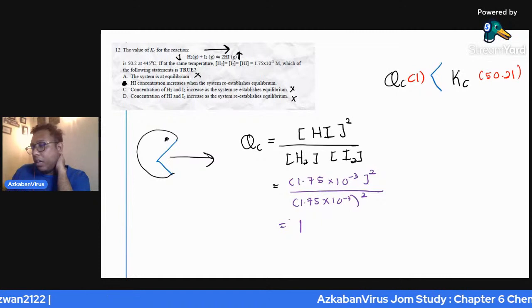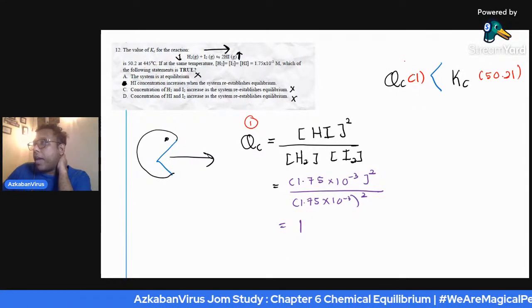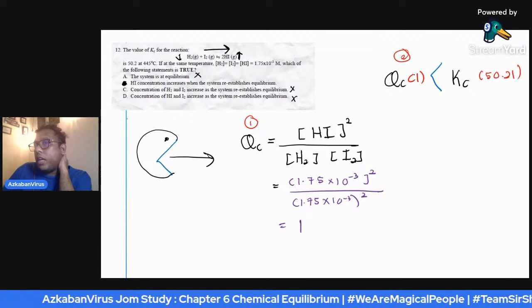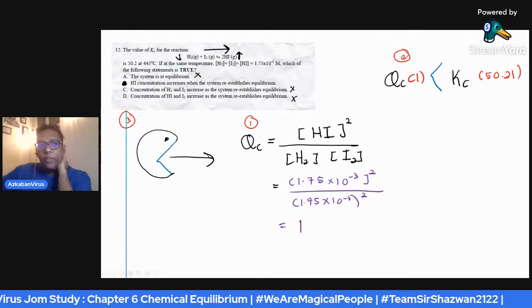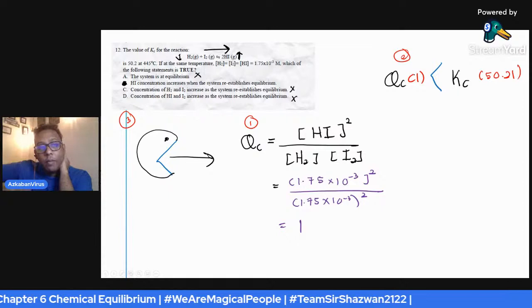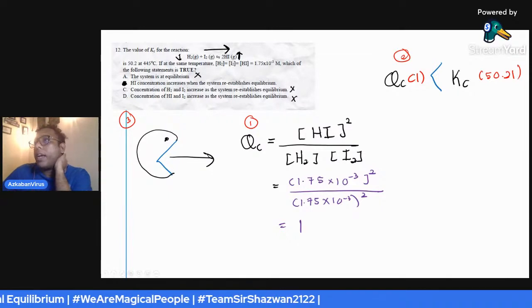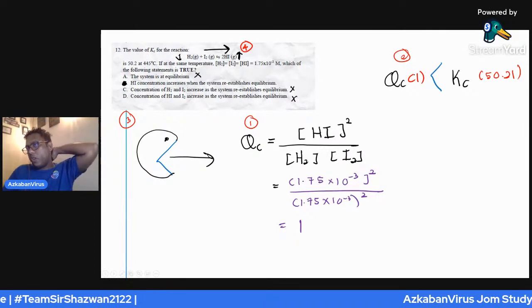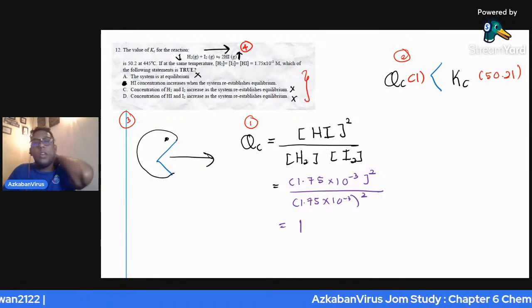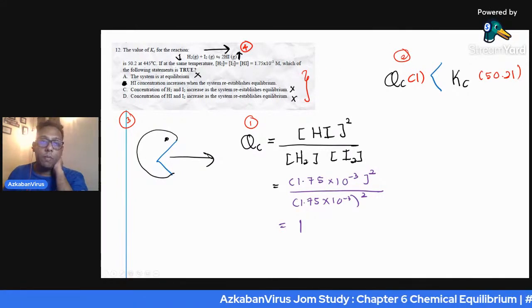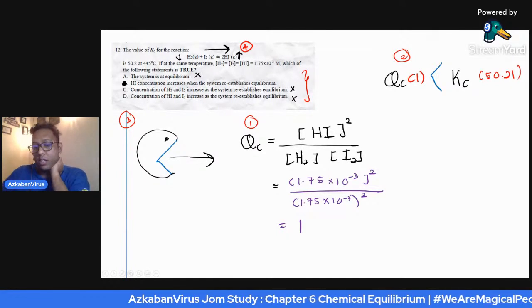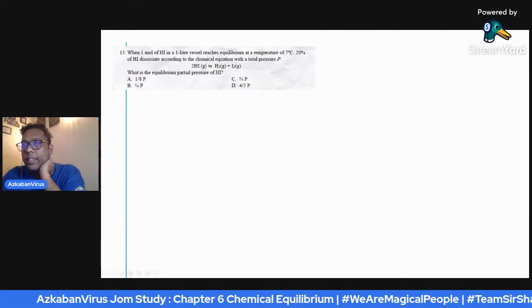Okay, cara jawab ni, first you buat QC dulu. Lepas buat QC, you compare. Buat Pac-Man kamu ni, tengok dia shift ke mana. Kalau shift ke kanan, bermaksud produk bertambah, reaktan berkurang. Ni baru you compare kat sini. Okay, I think the problem for you is you tak faham bahagian explanation bawah ni. I think lah. Soalan senang tapi dia tricky sikit.